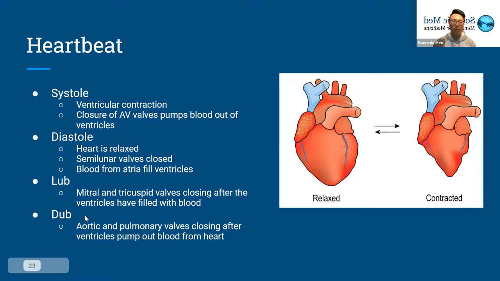And then the dub is when the pulmonary valve on the right side and the aortic valve on the left side close, after the ventricles have pumped blood out of the heart. This is when the blood has left the heart and it's going to start filling the heart again. So systole is when the heart is contracted and diastole is when the heart is relaxed.